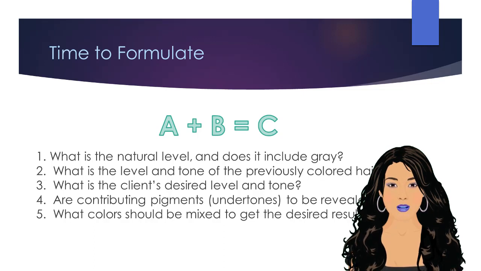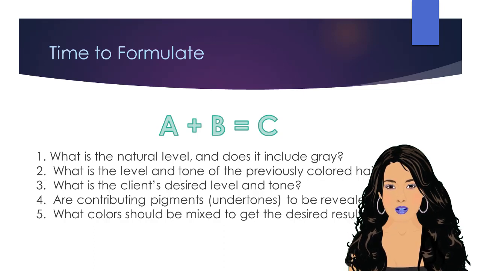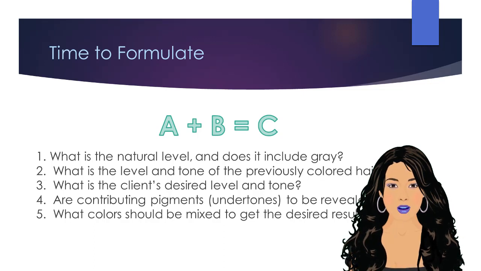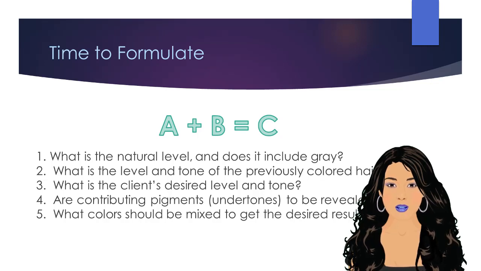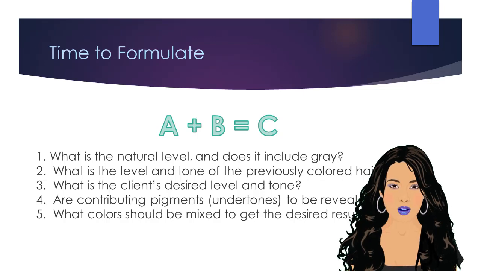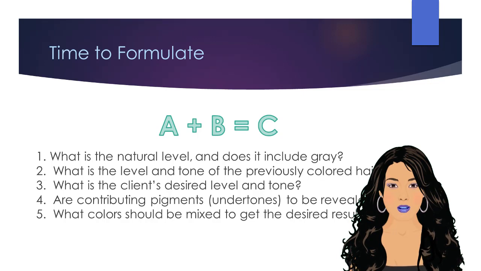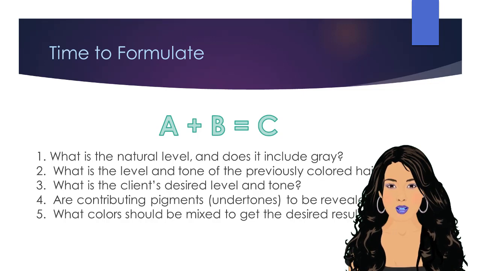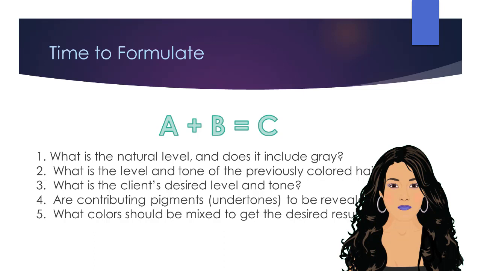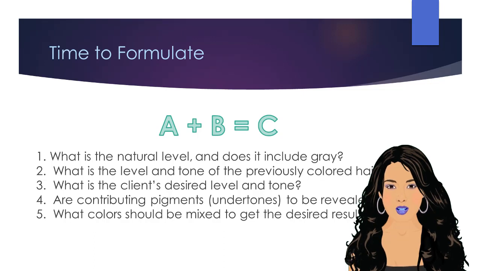1. What is the natural level, and does it include gray? 2. What is the level and tone of the previously colored hair? 3. What is the client's desired level and tone? 4. Are contributing pigments or undertones to be revealed? 5. What colors should be mixed to get the desired result? Remember, A plus B will always equal C.